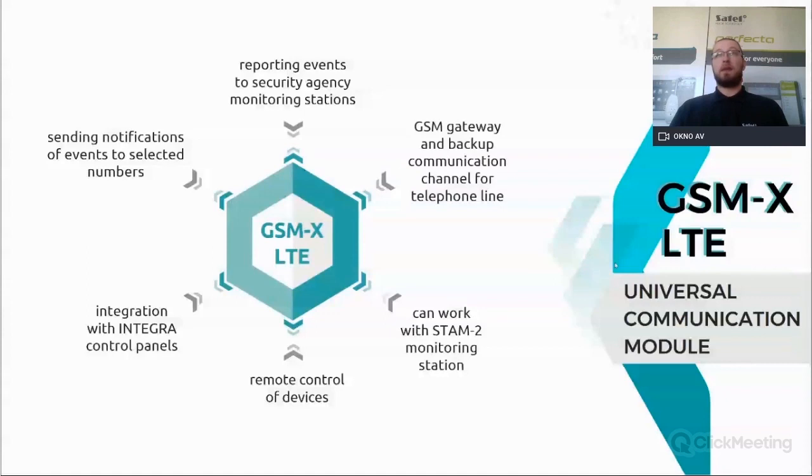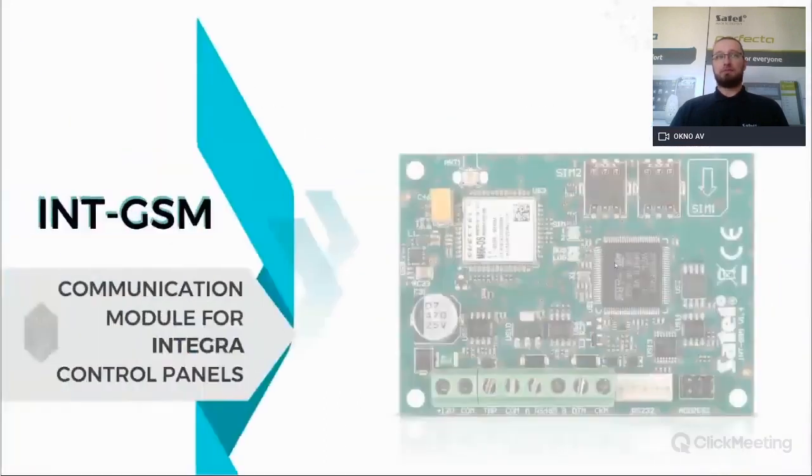gives you reporting possibilities. It's a GSM gateway, so you can use a simple telephone line on site as the backup, for example, or the PSTN line. You can connect this module to STAM-2 to be able to receive GSM, SMS and CLIP reporting from the sites, and it gives you a possibility to use it with Integra panel as the remote access. So it gives you a lot of interesting opportunities to use it.